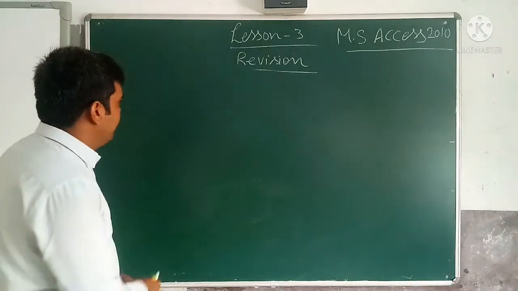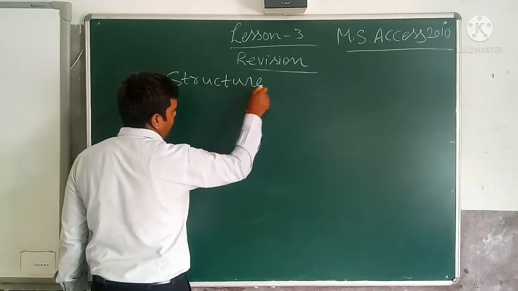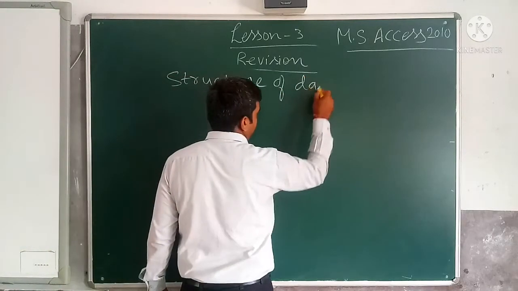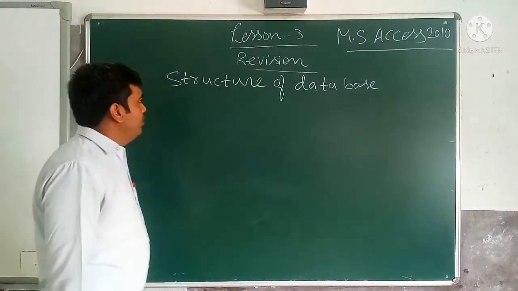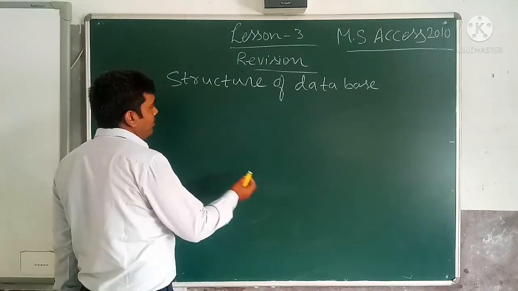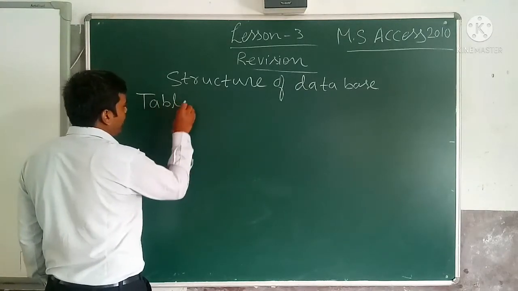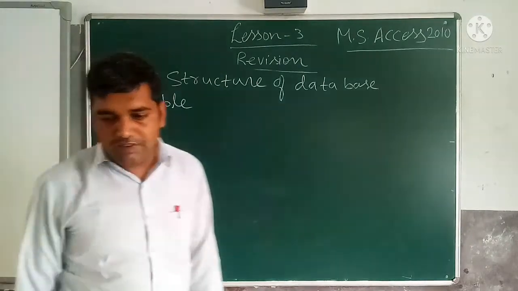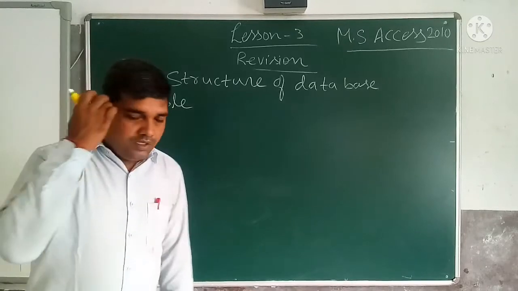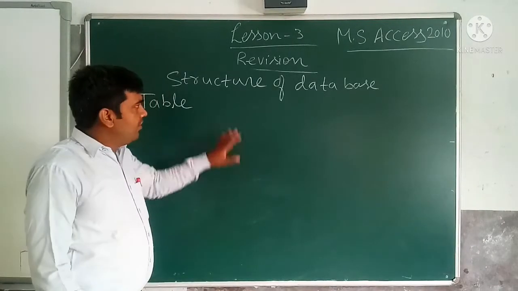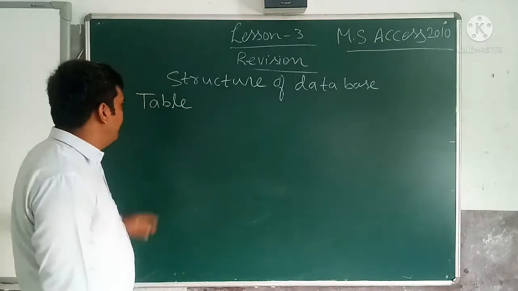The structure of the database. So what is the structure of the database? In the structure of the database, we store the information in the form of a table. So we follow the table data structure. Which data structure does it follow? The table data structure. So the structure of the database is the table. It stores the information in the form of a table.